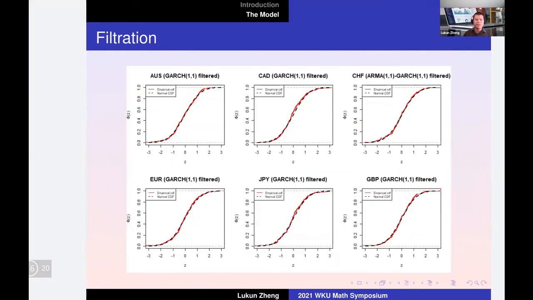This is a graph we have after the filtration. We first fit all these ARMA-GARCH models and select the best one based on the AIC. Like these ones, we just have GARCH(1,1), but for this one we have ARMA(1,1)-GARCH(1,1). These are selected based on the AIC and BIC for model selection. In the graph, the red one is the empirical CDF, while the black dashed line represents the theoretical CDF. You can see that after this filtration, the fit is almost the same. So very good.